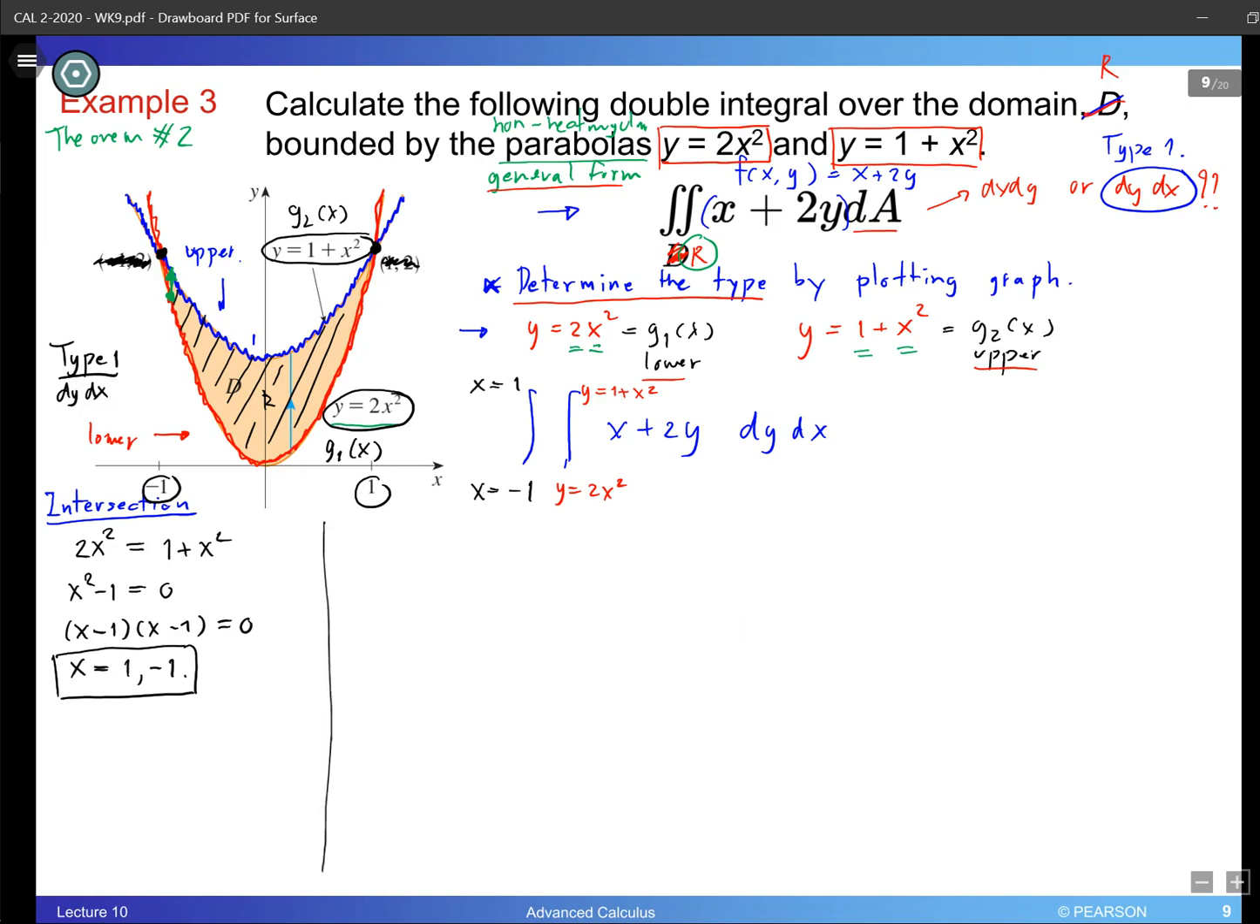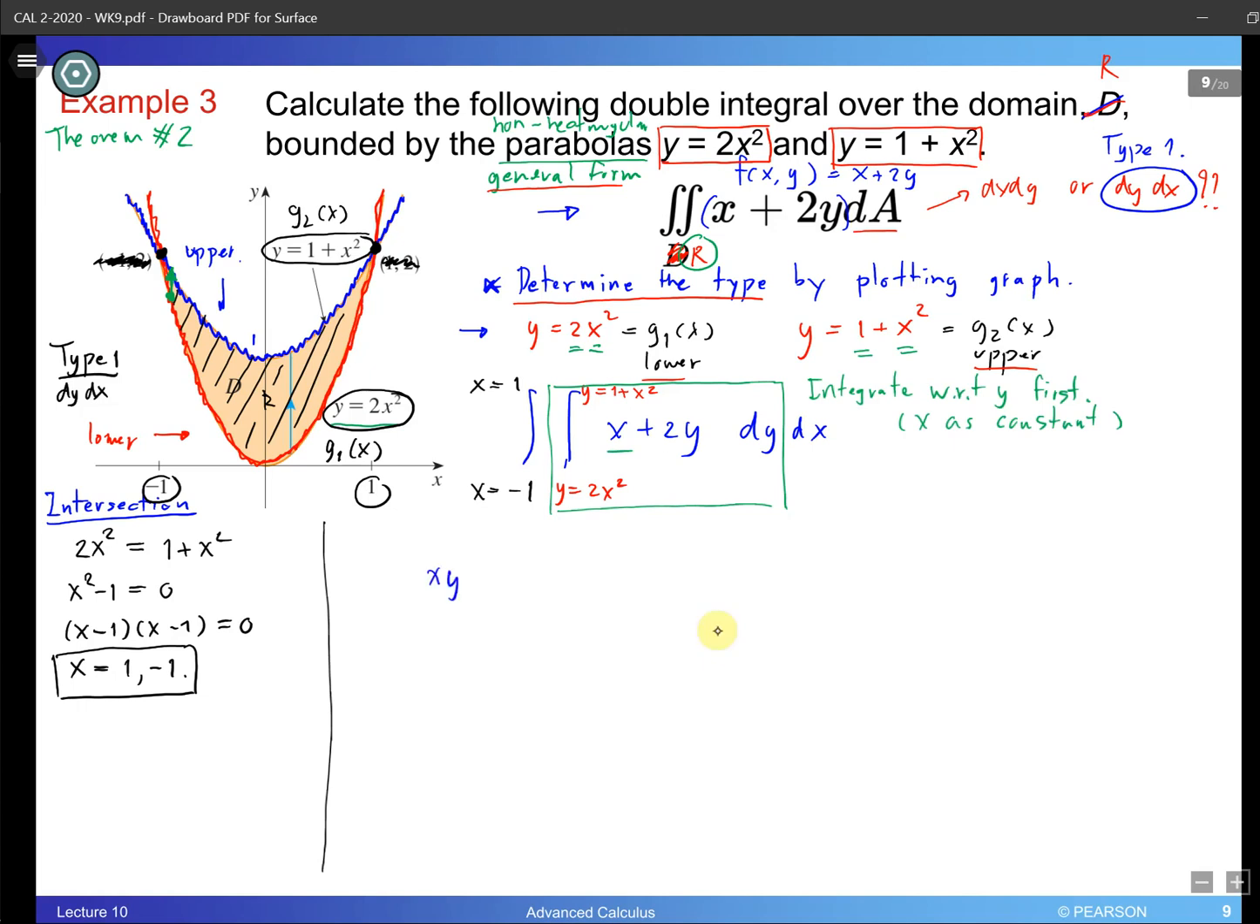Okay, so this one, let's start with the inside integration first. So I'm going to work on this one. We need to integrate the inside integration with respect to y first, which means that we are going to treat the x variable as constant. Okay, so integrating this with respect to y, we get xy. First term, this one. Integrate x with respect to y, we get xy.